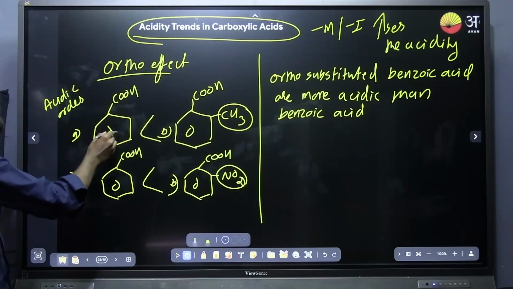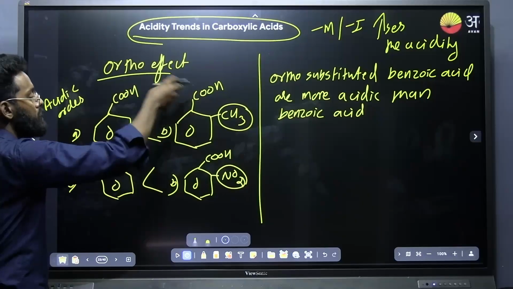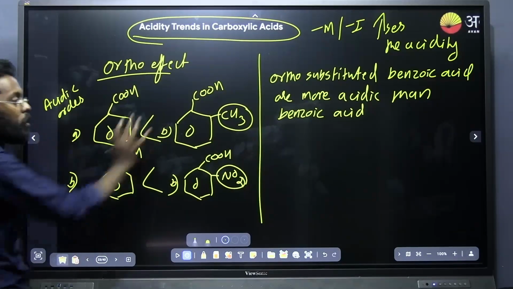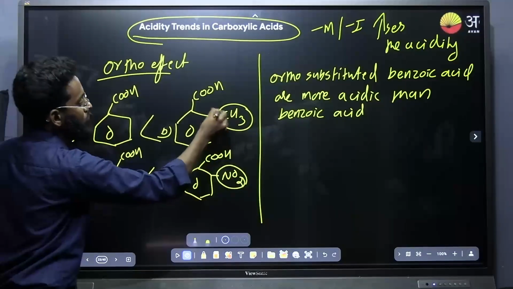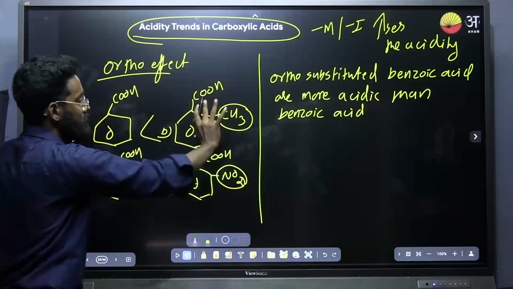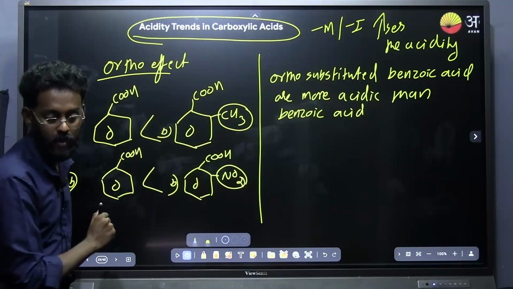But in the first one, the methyl group will be making it more acidic. The reason is the ortho group. No matter whatever the group attached, because of the presence of a group in the ortho position, what is actually going to happen? It will lead to steric inhibition of resonance.